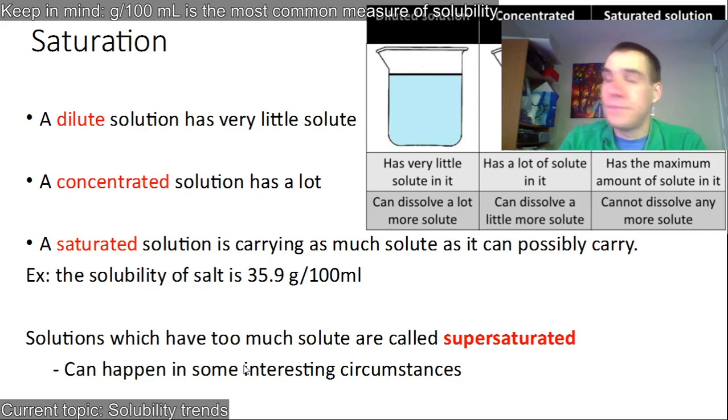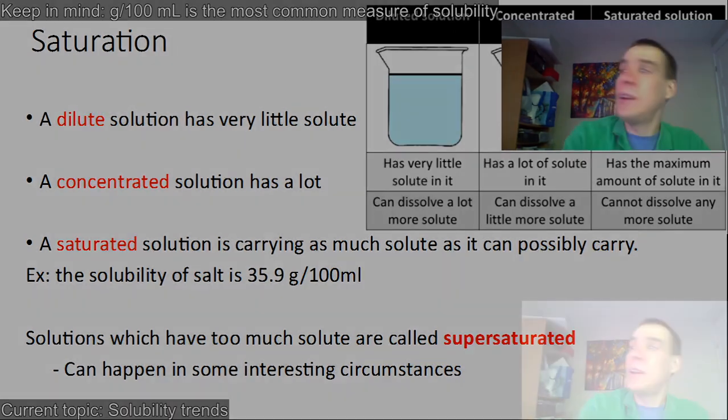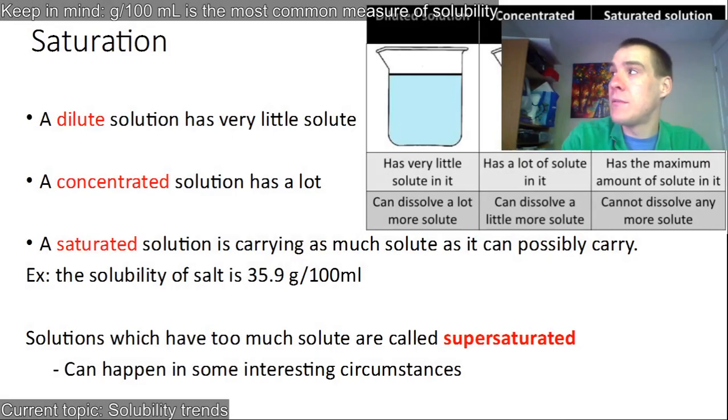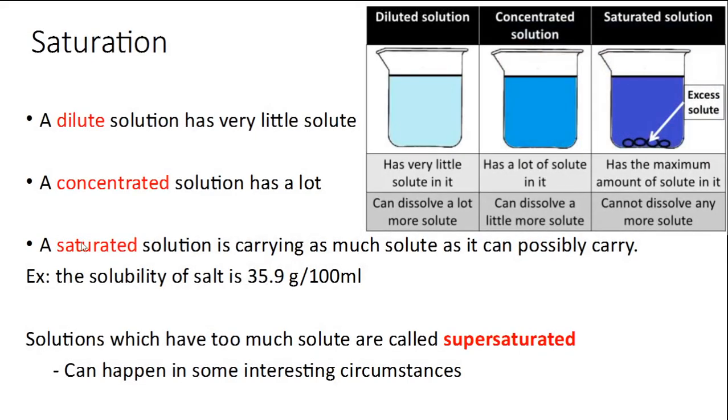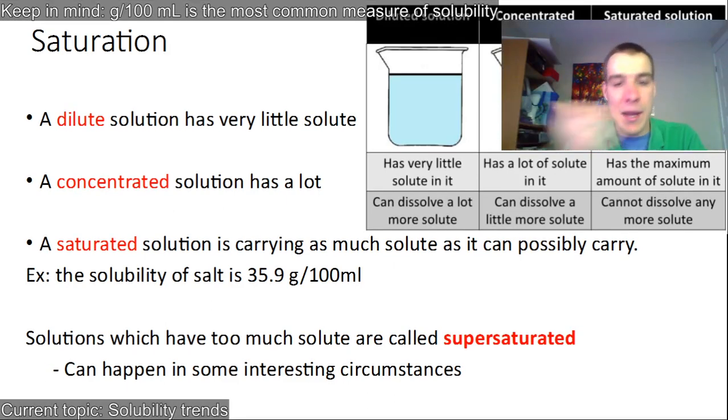All right. And the next thing is saturation. We have these words: dilute means not a lot of solute, concentrated means lots of solute, and saturated means as much solute as it can possibly carry. So if you dump a bunch of salt in water, a lot of the salt will go up into the water, but past a certain point, you're just going to keep putting extra solid salt into the bottom.